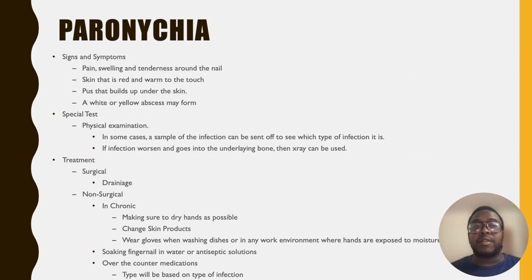For signs and symptoms, we have pain and swelling around the nail, skin that's red and warm to touch, and pus that builds up under the skin. Right here where my nail meets the skin, you will see a buildup of pus, or a white and yellow abscess may form. Diagnosis is mostly by physical examination, where you will see the buildup of pus, redness, and swelling.